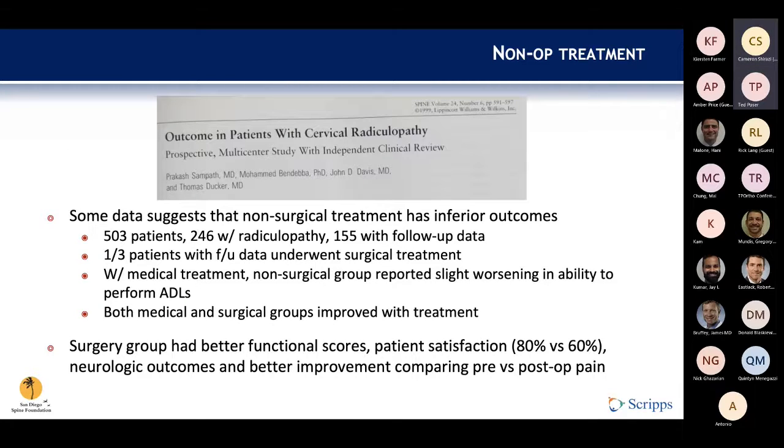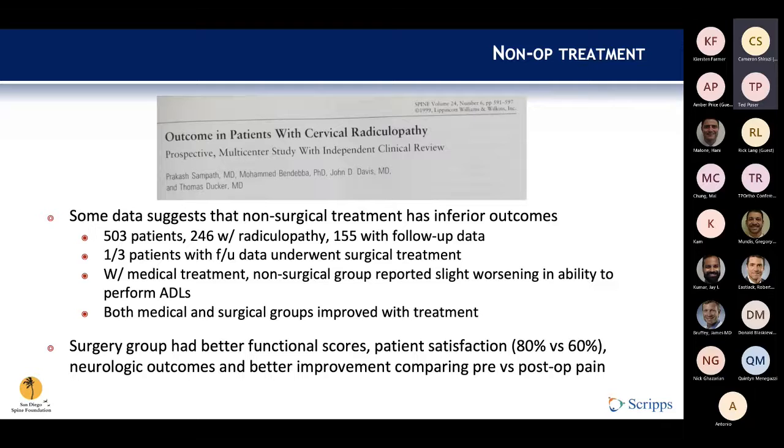And so outcomes in these patients, first looking at cervical radiculopathy, some data suggests that non-surgical treatment has inferior outcomes. 503 patients were looked at in this study, 246 with radiculopathy, 150 with follow-up data. One-third of the patients with follow-up data underwent surgical treatment. With medical treatment, the non-surgical group reported slightly worsened ability to perform ADLs, but overall, both medical and surgical groups improved with treatment over time. The surgery group had better functional scores, patient satisfaction, 80 versus 60, and neurological outcomes, and better improvement when comparing pre and post-op pain.